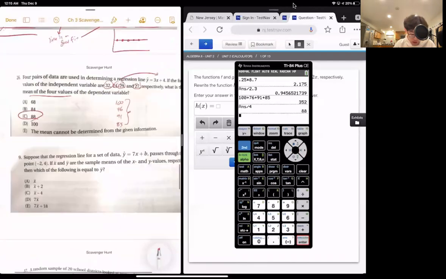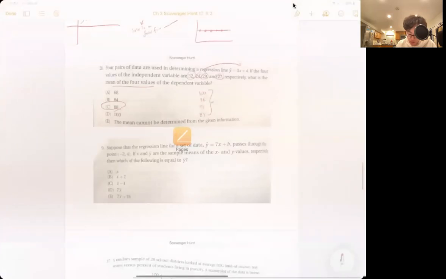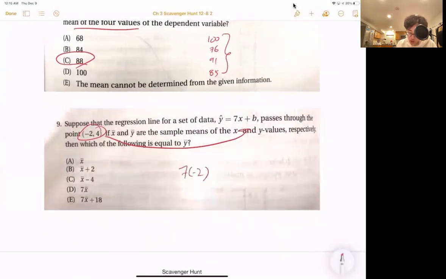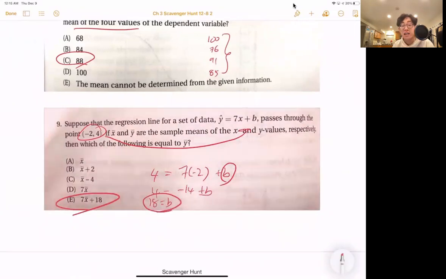All right, moving right along. Number 9, also super simple. They give you a point, just plug it in here. So 7 times -2 is equal to 4 plus b. You're looking for the y-intercept. -14 equals 4 plus b, so b is 18. So the y-intercept is 18. Your slope of 7 has to stay the same.